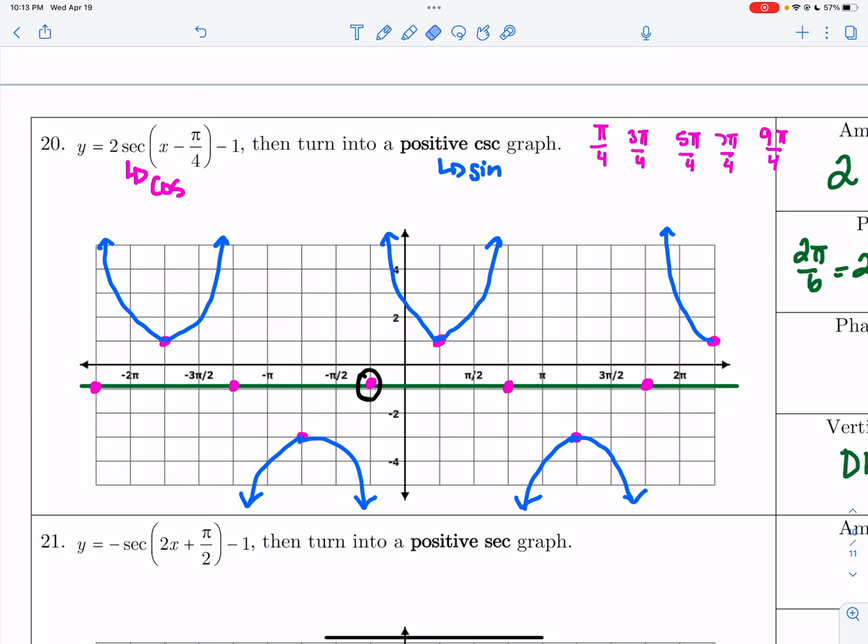So if I have a positive cosecant graph, I have y is equal to 2 cosecant x plus pi over 4 minus 1. The only thing that we're changing is our little phase shift. Since we have a phase shift of pi over 4 to the left, that's why it's plus pi over 4. That's going to give us a cosecant graph.